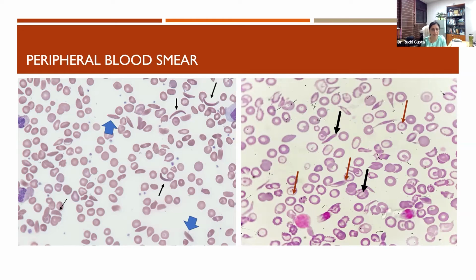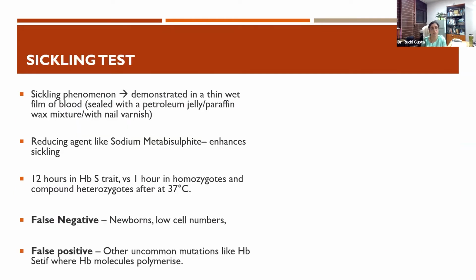So once you have seen these sickle cells, by default, the next thing would be to do a sickling test. In the sickling test, what we are doing is producing a hypoxic state for the red blood cells, by sealing off with either petroleum jelly, paraffin wax, nail varnish, or very frequently we even use DPX in our lab. We can add a reducing agent like sodium metabisulfite, which enhances the sickling. Normally, in a homozygous situation or a compound heterozygous with beta mutation or some other mutation, the homozygotes will show the presence of these sickle cells within an hour, whereas the heterozygotes naturally will take a longer time, up to 12 to maybe even 24 hours.